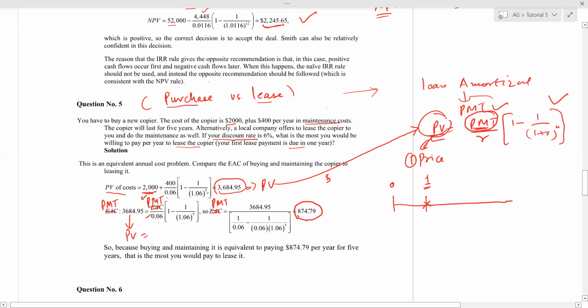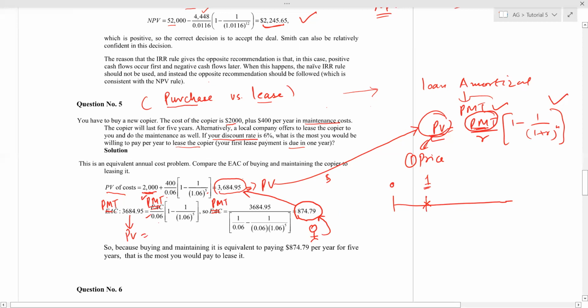So if you get the answer, it would be 874.79. So in other words, this is the most you would pay, okay, in terms of lease payment, if the purchase price of the copier is 3684.95. So it is equivalent to a situation if you buy it, right? So that is why it was written like equivalent annual cost. So equivalent to buying it.